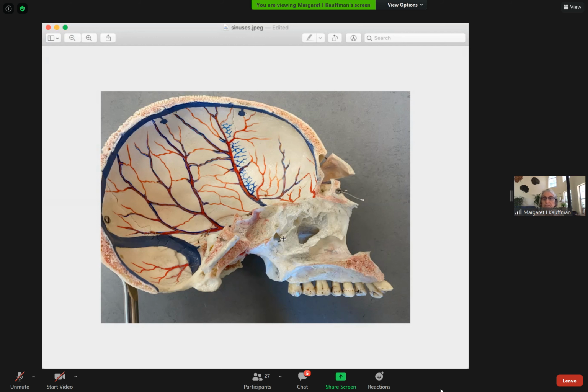So unfortunately, concha, and I could look and see if I have any pictures of the skulls straight on, but if you had those intact skulls, you can see them inside the nasal cavity.